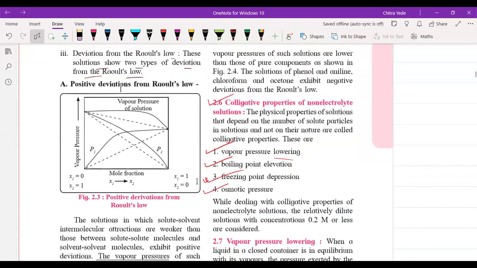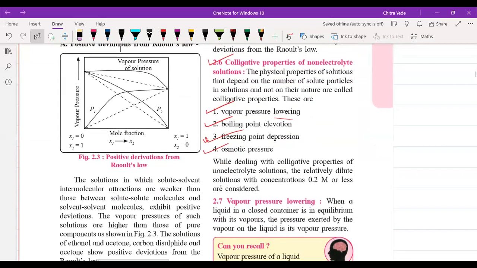Okay, here we have a positive deviation. Positive deviation means when we form the solution in which solute and solvent intermolecular attraction is weaker than those between the solute or solvent molecules, they exhibit the positive deviation. So this is the condition, beta.